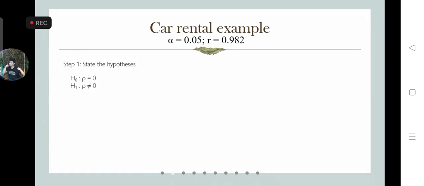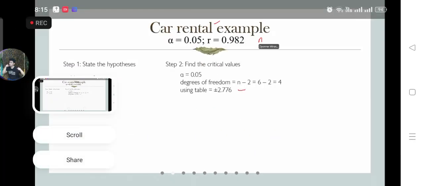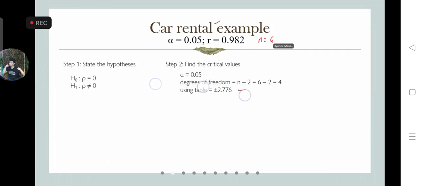So with the first step being stating the hypothesis, we can then find the critical values. Using the confidence interval of 0.05 and the degrees of freedom. Solving for the degrees of freedom, we will use n minus 2. Our n for the current example is 6, n equals 6. So n minus 2, our degree of freedom is 4.